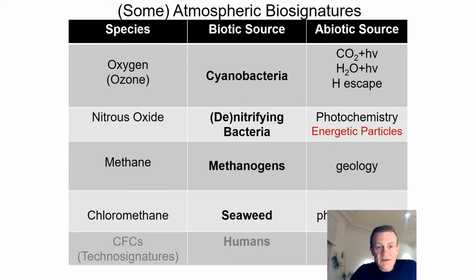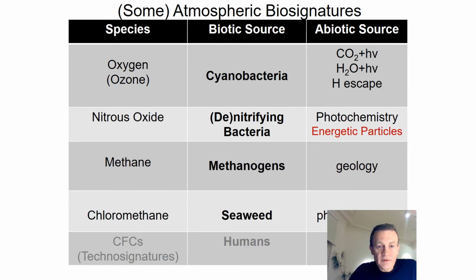Here is a table showing some potential atmospheric biosignatures typically investigated. So you see on the left oxygen, which forms ozone. It comes from cyanobacteria. Importantly, what you see on the right-hand side is the abiotic sources. So if you measure a species, a biosignature, then you have to decide, am I really seeing life, or am I seeing something from non-life? Is it really life that I'm seeing? And you have to know the abiotic sources. So oxygen can come from CO2 photolysis or from water photolysis followed by escape of hydrogen.